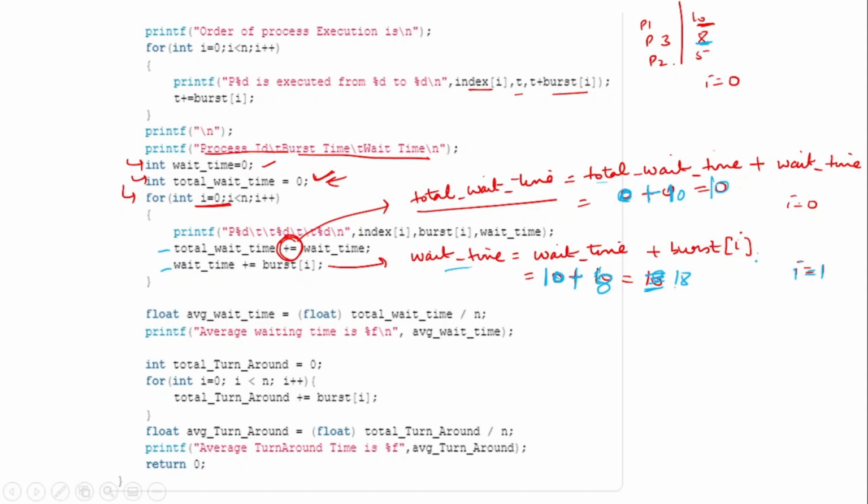Now, what happens when I is equal to 2? When I is equal to 2, I have the total waiting time with me. So total waiting time plus the waiting time. Total waiting time was 10, so I write here 10 plus the waiting time, which was 18, which gives me 28. Now again, for I equal to 2, waiting time is equal to waiting time plus its burst time. So waiting time is 18, because earlier it was 18, plus the burst time, that is 5. So 18 plus 5 brings me to 23.